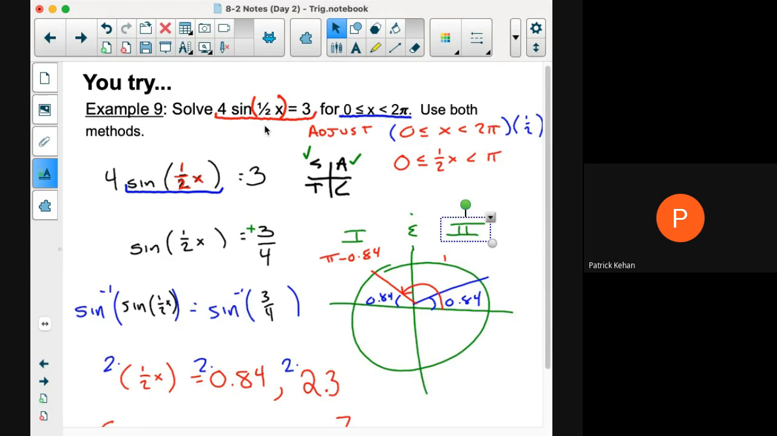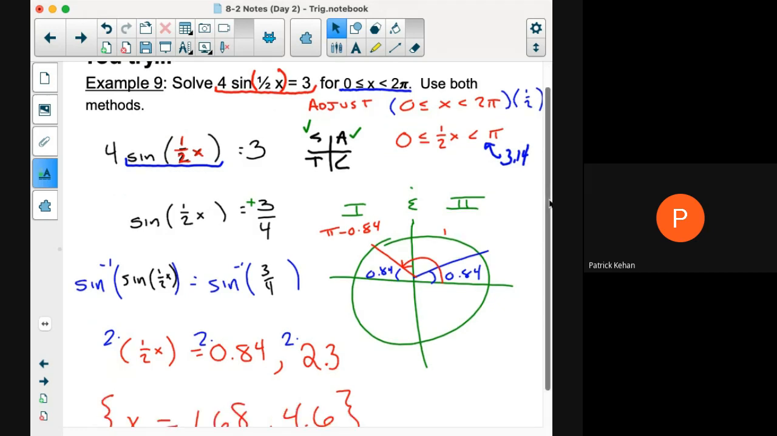And I also need to deal with this angular frequency of 1/2. So I have to take my original interval here and adjust it by 1/2. I want that middle part of my adjusted interval to be 1/2. So I distribute that 1/2 into all 3 of those terms, and I have this interval right here. Again, this is pi, so it's about 3.14, and that's going to help me as I find coterminal angles later.